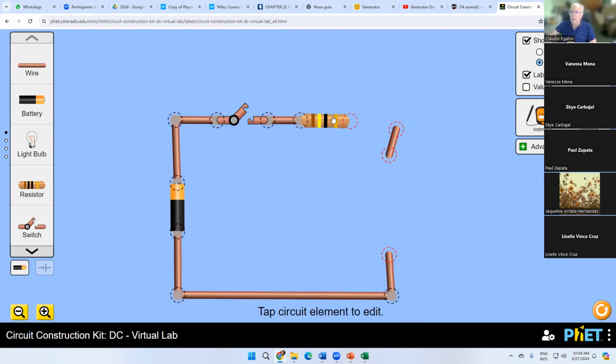Resistor 1, right? And then we're going to put a second resistor in our circuit. Resistor 2. Preferably they should be resistors of different values.